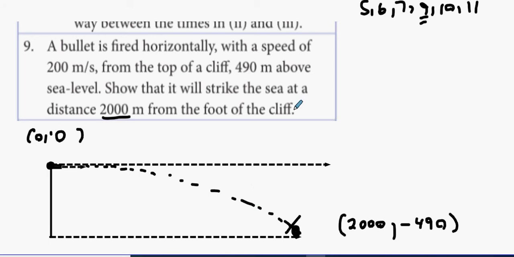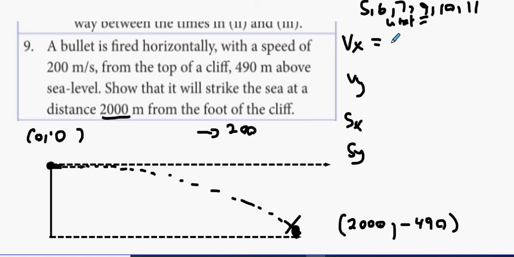All right, let's start off. We have four formulas: Vx, Vy, Sx, and Sy. What's our Vx? I say 200 to the right, would you? Now, we're using v equals u plus at. Is there any acceleration in the x direction? No. What's the initial y velocity? Zero. Is there any acceleration in the y direction? Yes, it's going downwards, so it'll be gravity times time, so minus 9.8t.